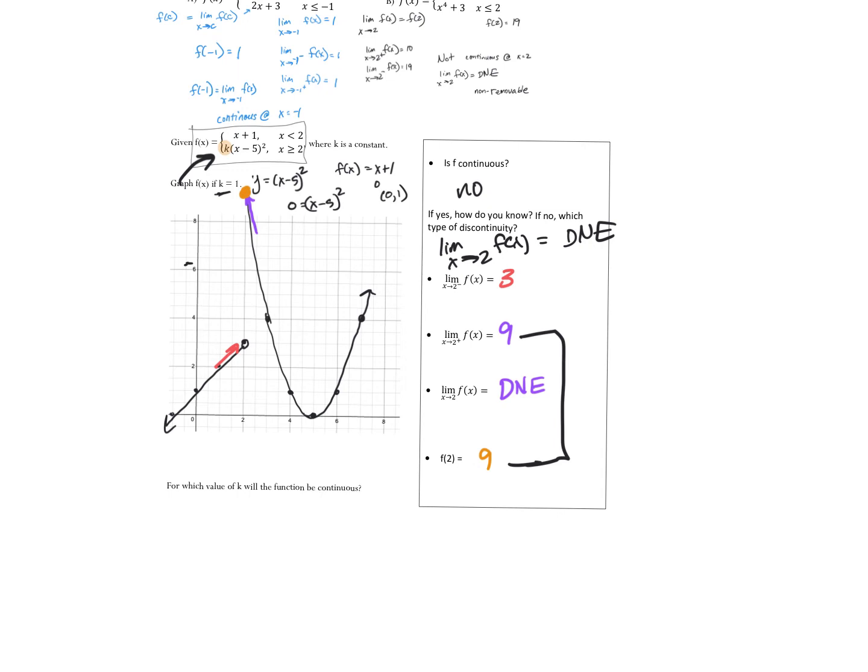So I can multiply this whole function, and when I multiply the whole function by something, it's either going to stretch that parabola out or it's going to shrink it down. Which one do I want to do to make this continuous? I want to shrink it, don't I? All right, so here's what I know. I know that I want to find the k so that k times (x minus 5) squared is equal to x plus 1.